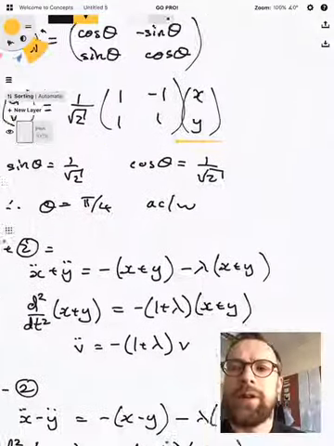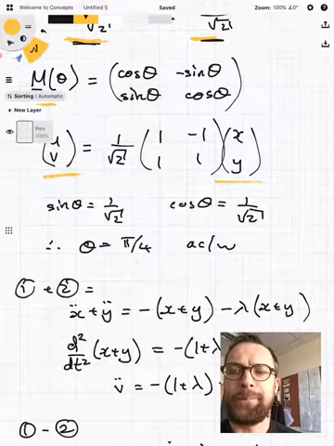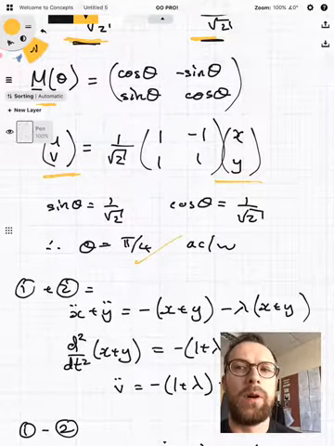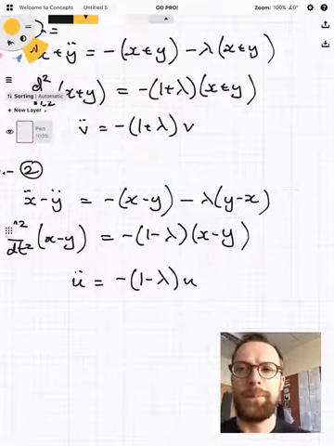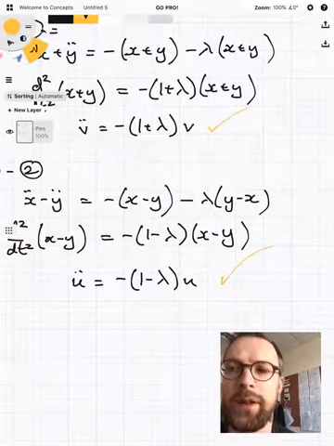So this question was worth 4 marks. Where did the marks come from? Well, 1 mark for saying that the rotation is pi by 4, 1 mark for saying it's anti-clockwise, and 1 mark for each of the equations. That's 4 marks.